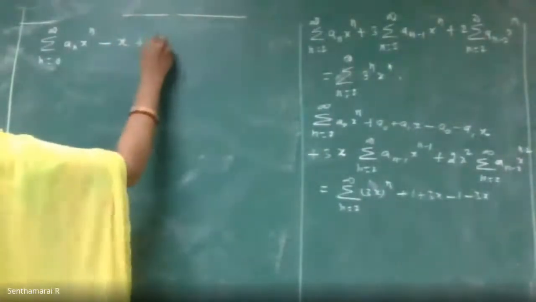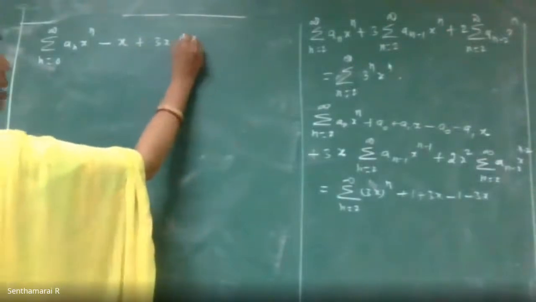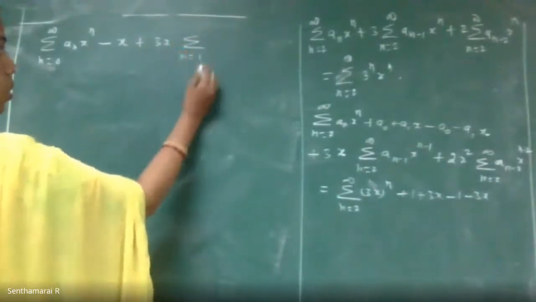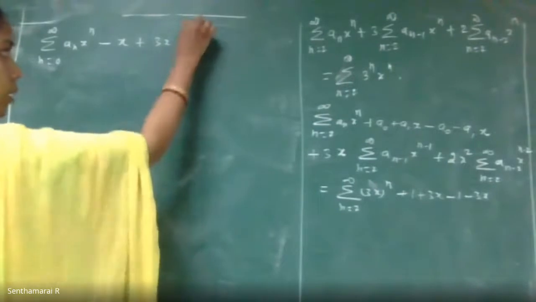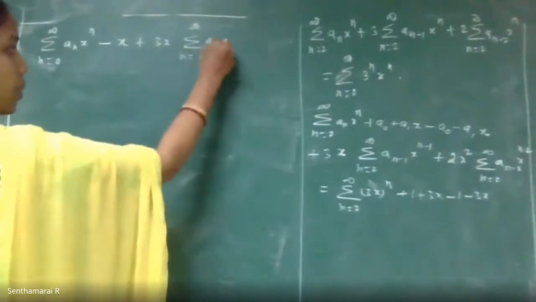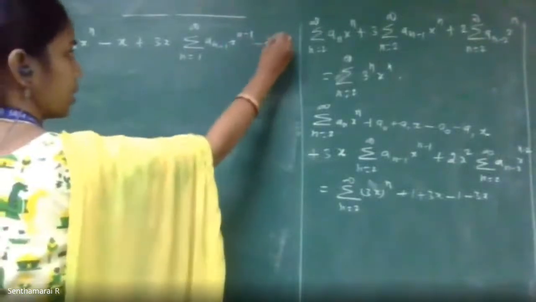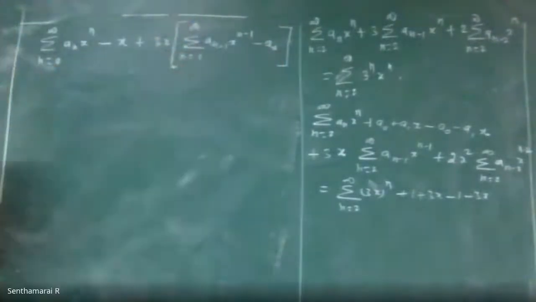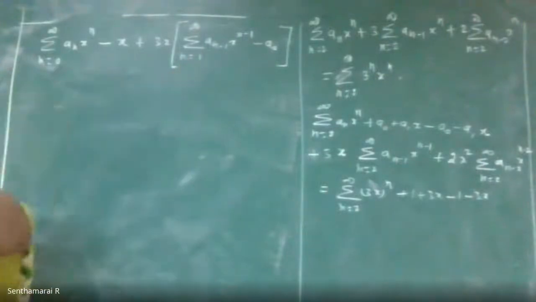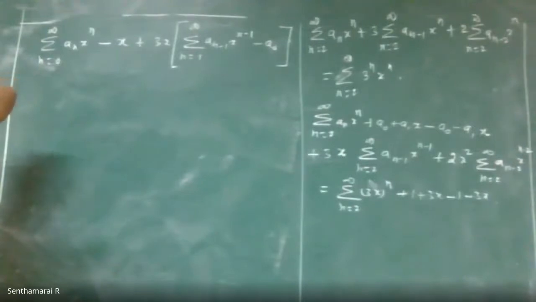Okay, plus the second term, 3x, in this term, when I write n equal to 1 to infinity, a_{n-1} x^{n-1}, I have to subtract a naught alone. I changed the suffix to 1. Why? Because already I have 2 to infinity. Now I changed it into 1 to infinity. So minus a naught alone will come.